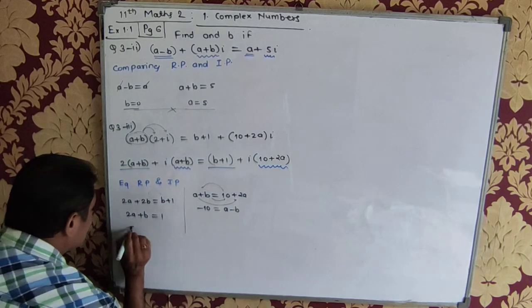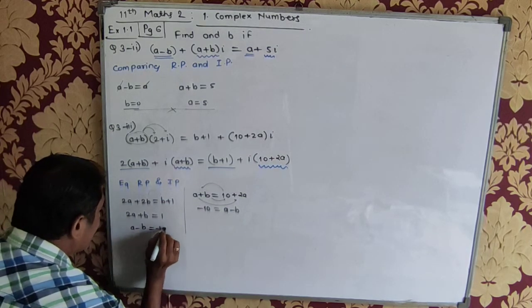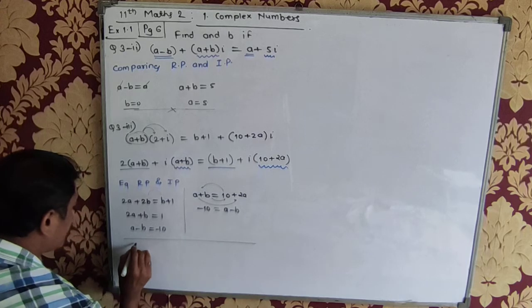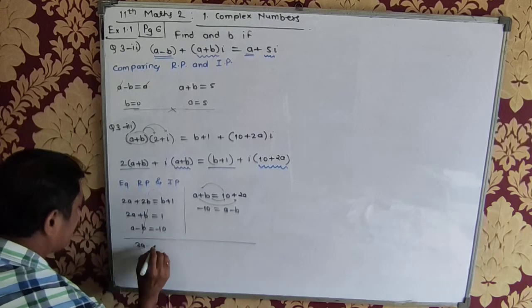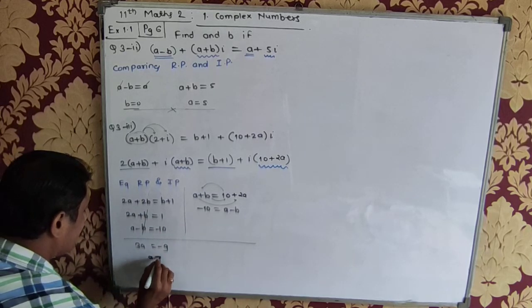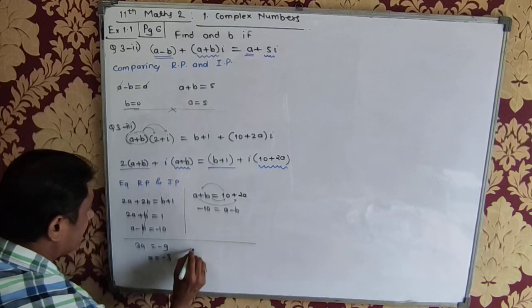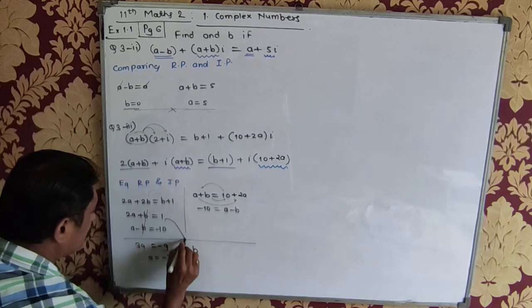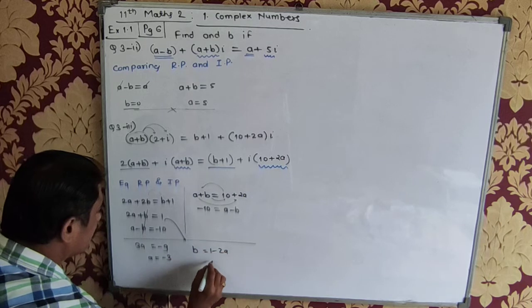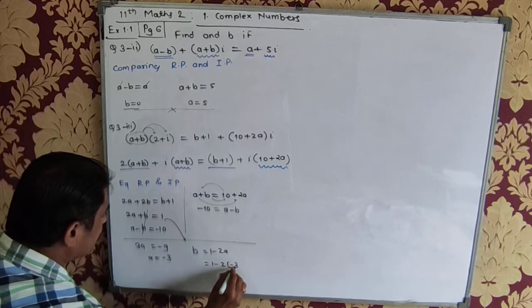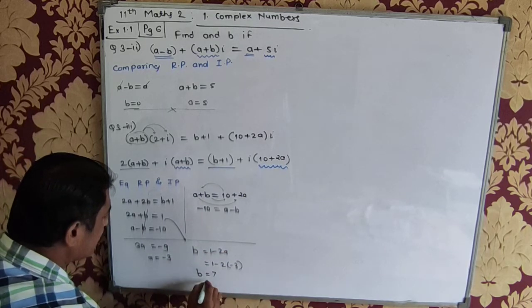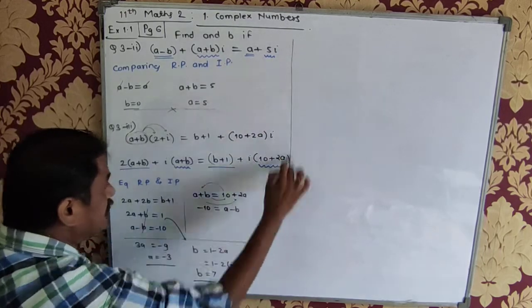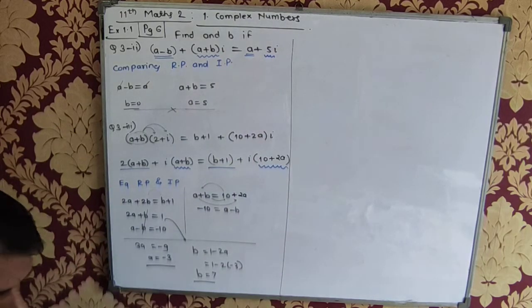So I'm going to solve simultaneously. 2A plus B is equal to 1 and A minus B is equal to minus 10. Can I leave it to you? 3A is equal to minus 9. So A is equal to minus 3 and B is equal to 1 minus 2A. 1 minus 2 into minus 3. So B is equal to 7. So A is equal to minus 3. Is this okay? Any doubts about that?